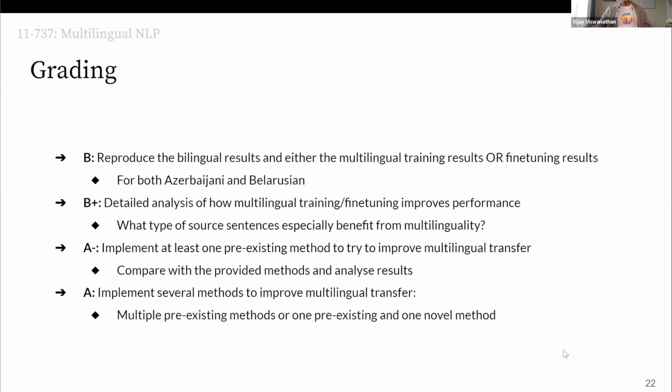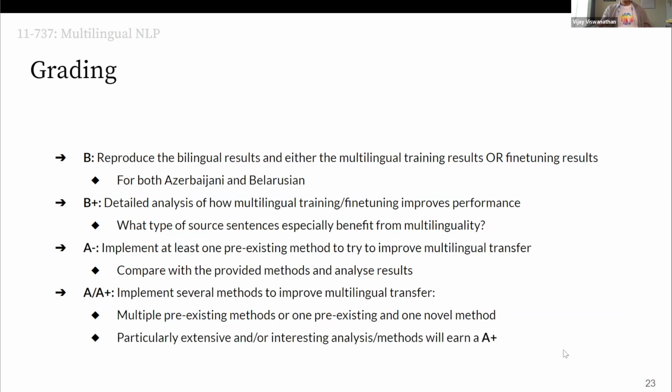Next slide. And then to get an A, we expect you to do two or more methods to improve multilingual transfer. And you might find that some of these methods are more lightweight than others, so it might be quite doable to try several. And we also would hope that one of the methods you try is actually novel, something that you've come up with. And then lastly, building on that A, if you've done something that is particularly extensive or creative, or your analysis is super compelling, then that will get you an A+.